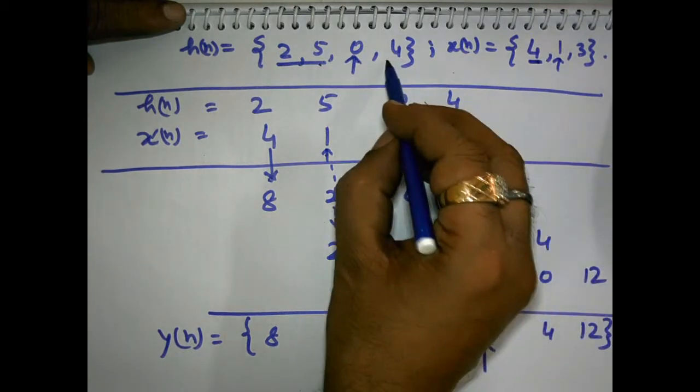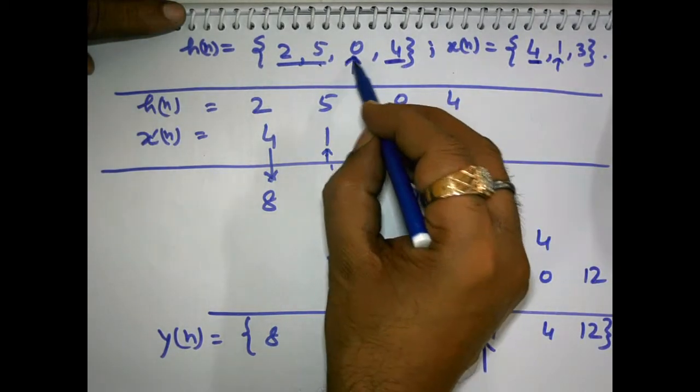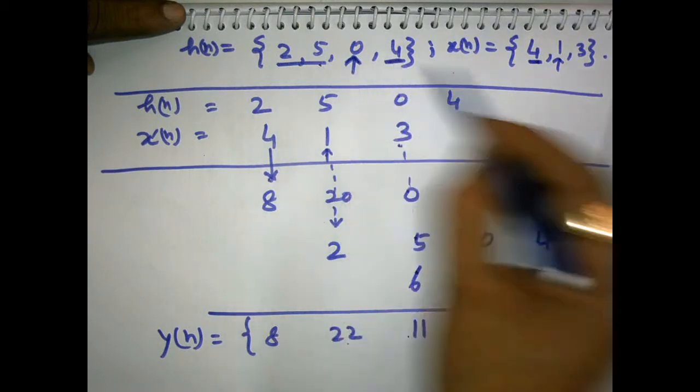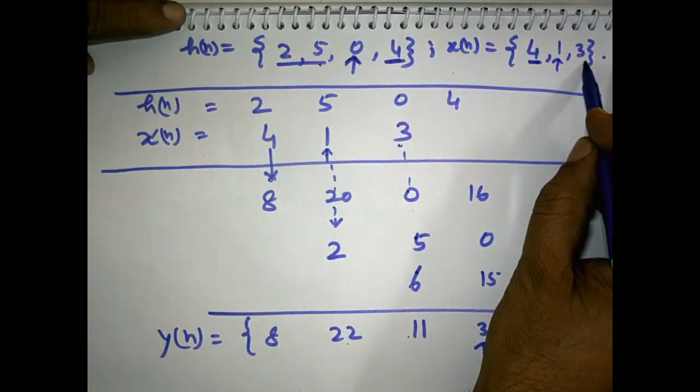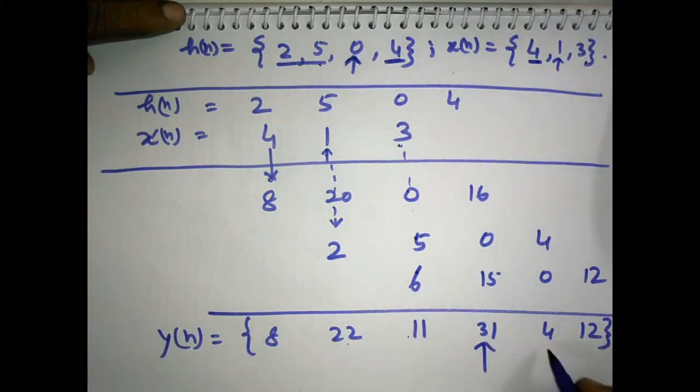And what about the ending point? After the starting point of Hn there is 1 sample. After the starting point of Xn there is 1 sample. So, in total there will be 2 samples after this.